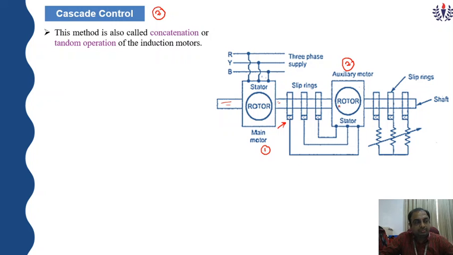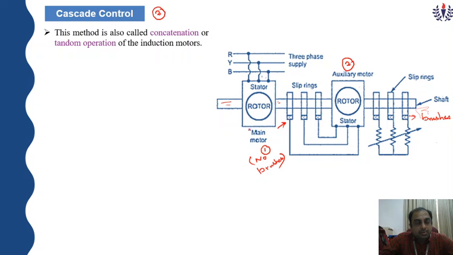The second motor is the auxiliary motor. The first motor, the main motor, has only slip rings, no brushes. But the second motor, the auxiliary motor, has slip rings and brushes, both are available. This is the brushes.